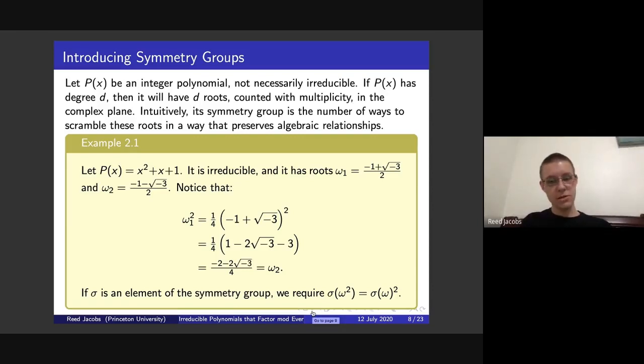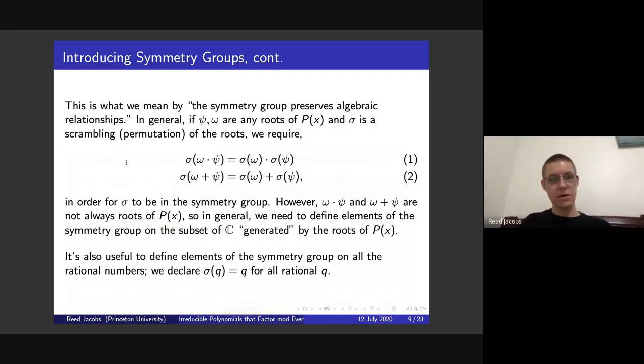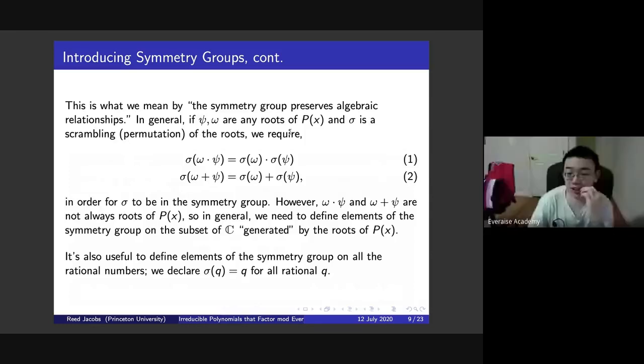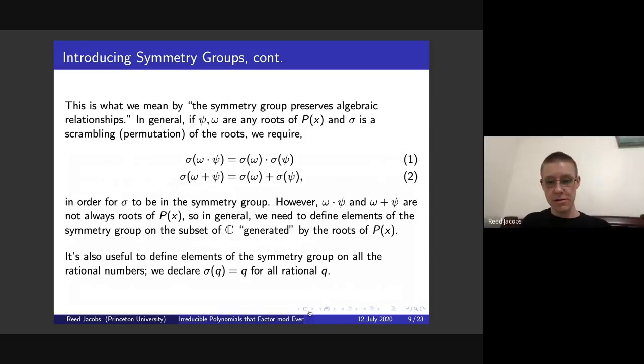Okay, if there are no questions, then moving on. And so that's what we mean by preserving algebraic relationships. In general, if psi and omega are any roots of p of x, and sigma is a scrambling or a permutation of the roots, sorry?